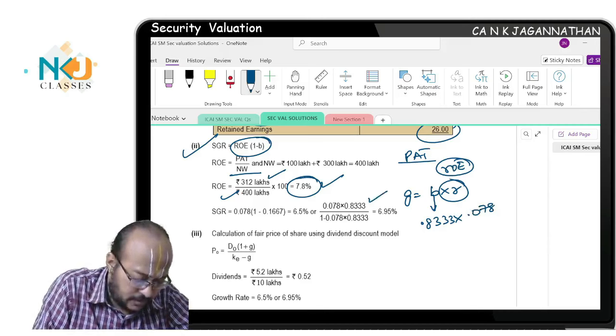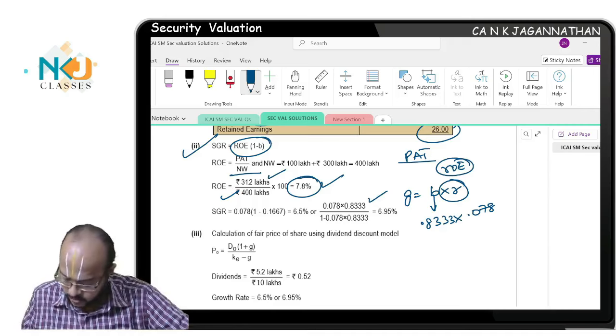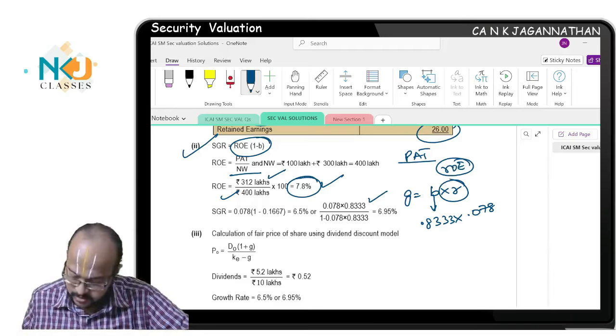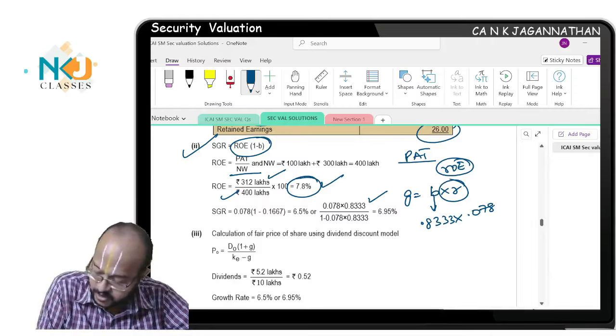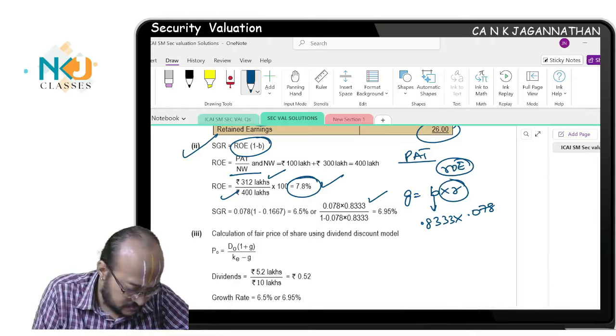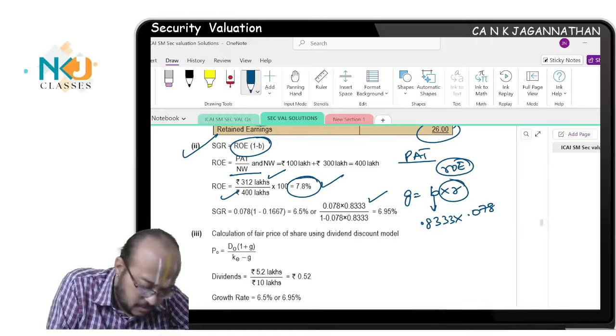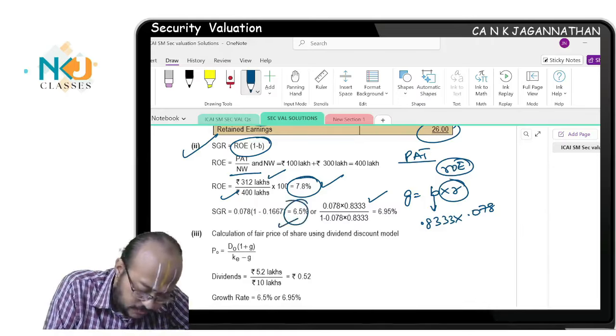Okay, this you will find out. And how much are you getting? Very simple. 7.8 percent into 0.8333, 6.95 percent. Okay, 6.499 percent, 6.5 percent.